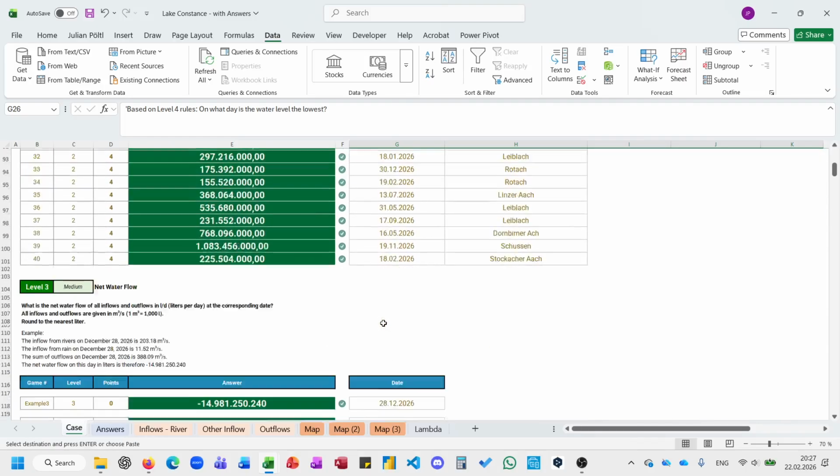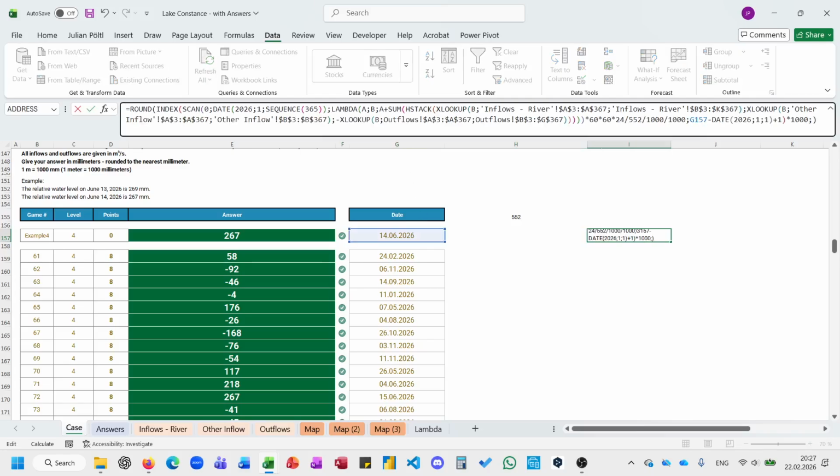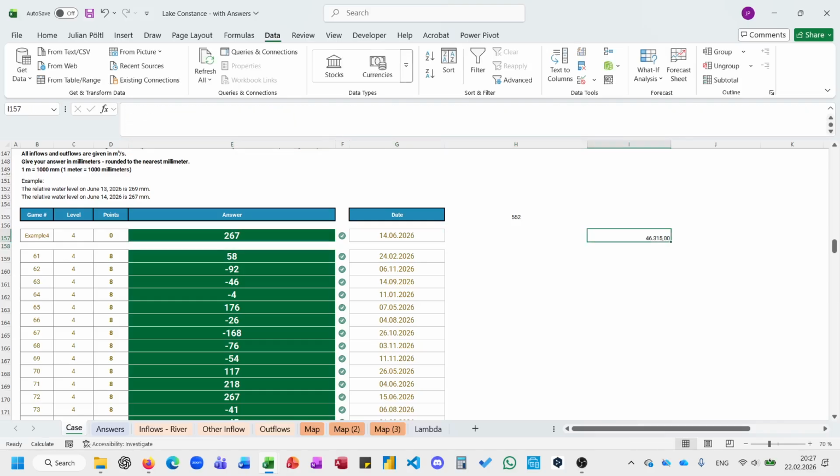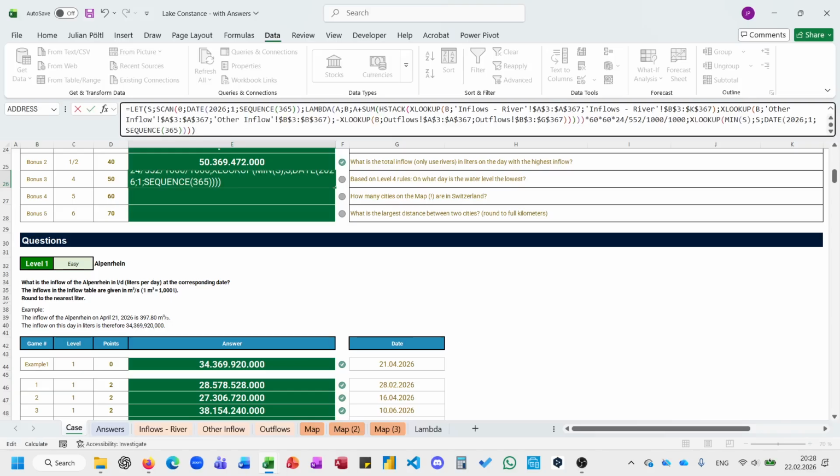On what day is the water level the lowest? And now it's good that we have a scan function here, because we can then simply use our scan and then say, okay, we do an XLOOKUP for min of S in S, returning date 2026, 1, sequence 365, and we get to our date value here. Now let's copy this in our bonus cell.